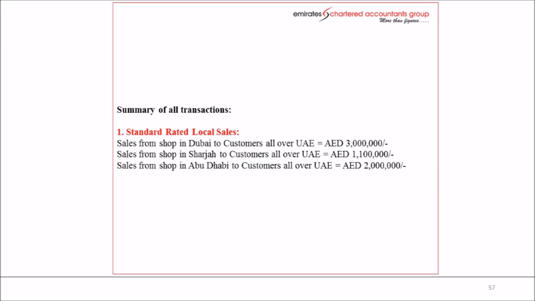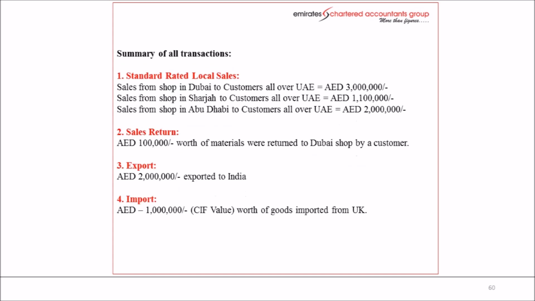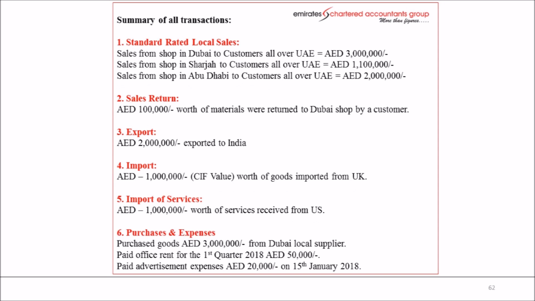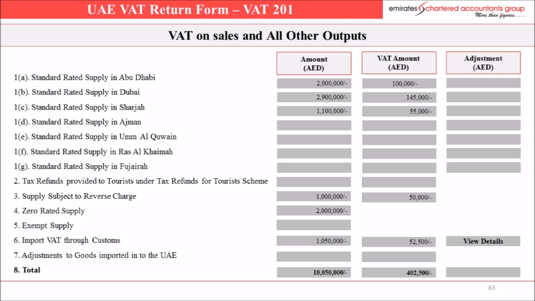So far I have given some examples on sales return, export, import, then the purchases and expenses. Everything is shown here. Let us see how all these transactions are to be recorded under the UAE VAT return form at a time. The complete VAT 201 form, that is the UAE VAT return form, wherein all the sales return, that is the net amount, is disclosed, then the reverse charge accounted under serial number 3 and serial number 6, zero rated accounted, and total liability is also disclosed.